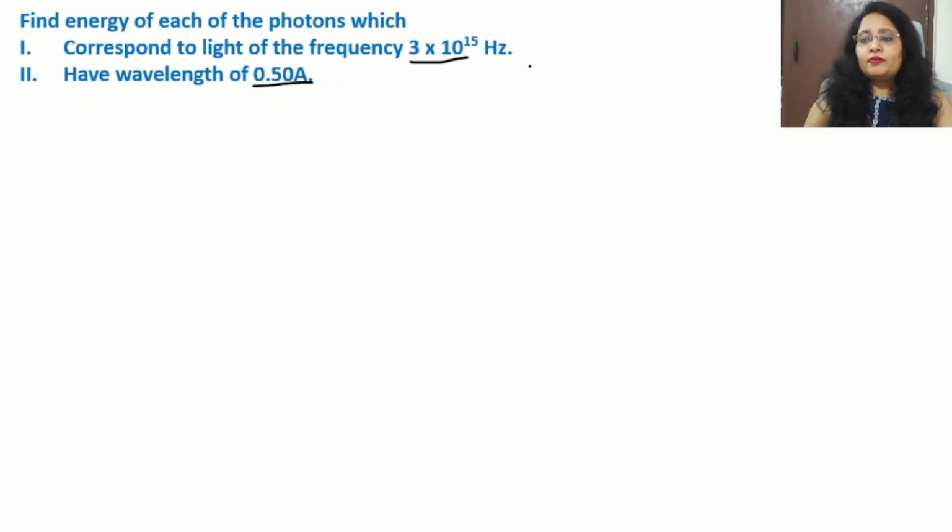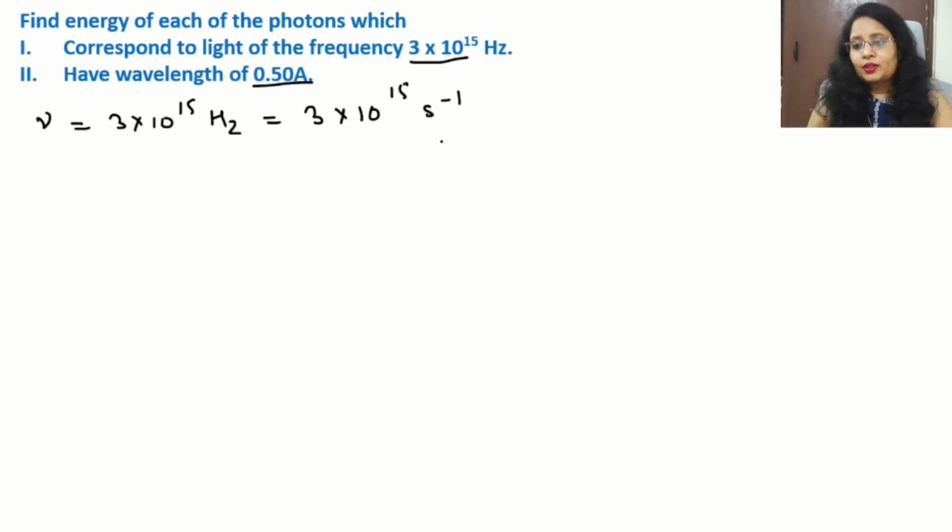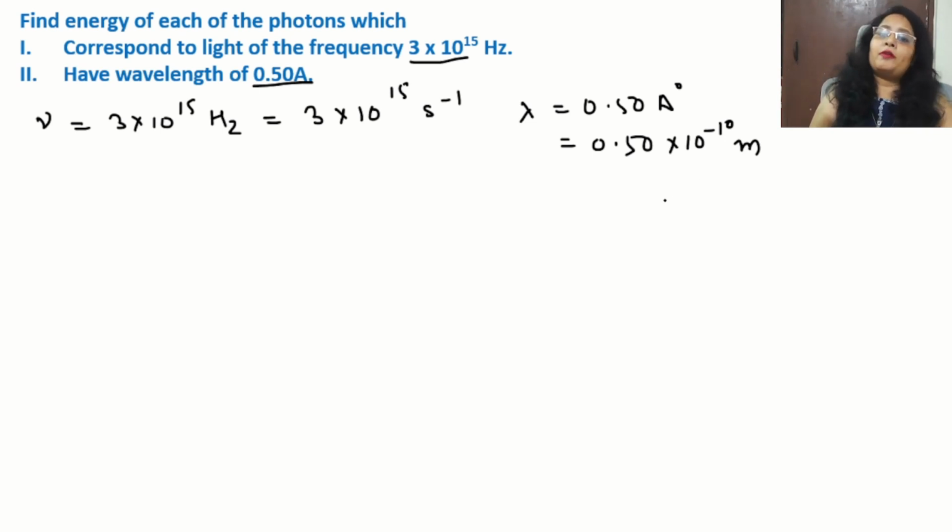So friends, first of all, we will convert the values. Here the frequency, written as mu, is 3 into 10 to the power 15 Hertz. We can write it in the form of seconds, 3 into 10 to the power 15 per second. In the same way, the wavelength lambda is 0.50 angstrom. We will write it as 0.50 into 10 to the power minus 10 meter, because 1 angstrom is equal to 10 to the power minus 10 meter. Now after doing these conversions, come to the first part of the question.